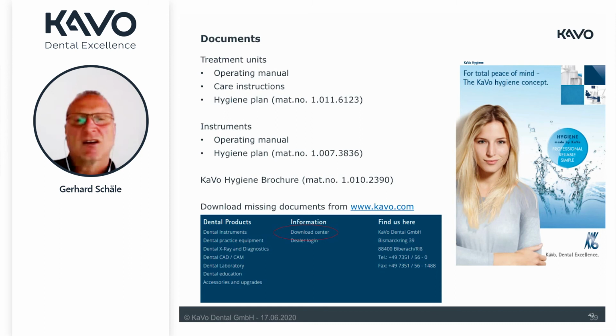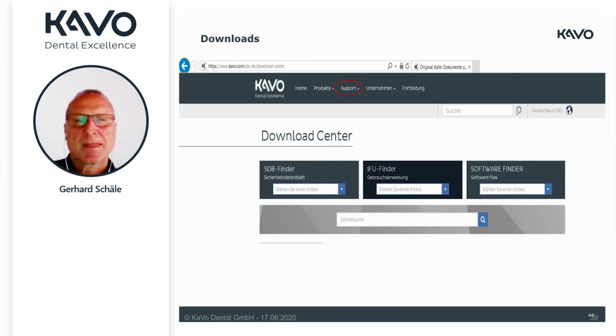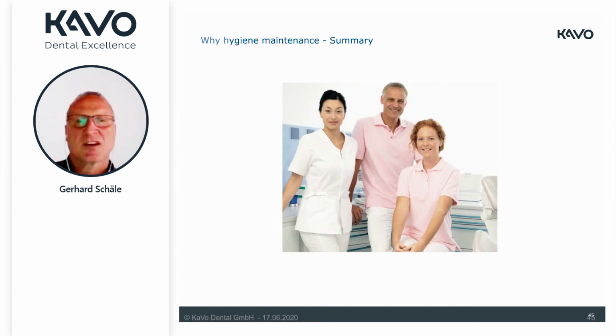And you also find all the documents. When you go on www.kavo.com, you will come to this download center, which I want to show you here. On the download center, you can go here to support. You will have here also, which is not shown here now, a hygiene slide. You click on it and you will find all answers, and you will find the downloads to download your information the best way.